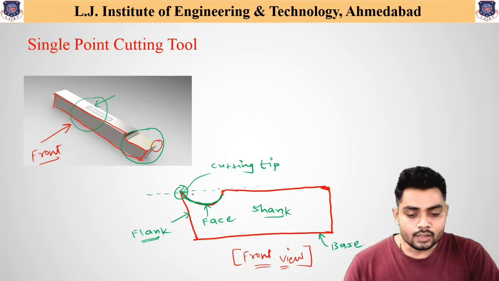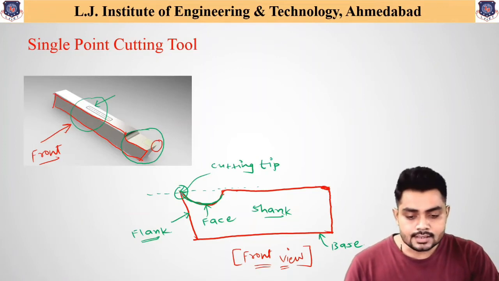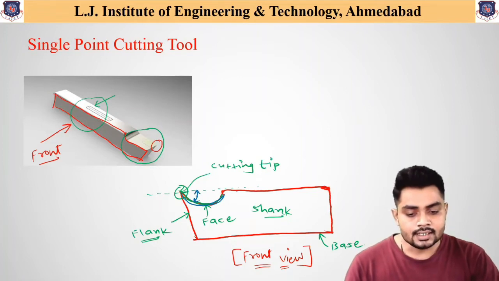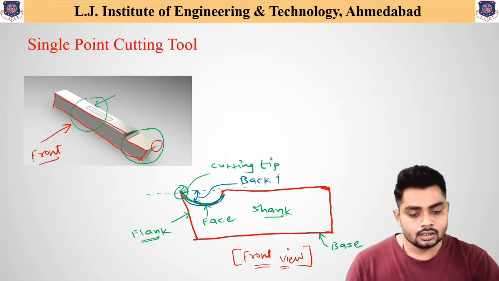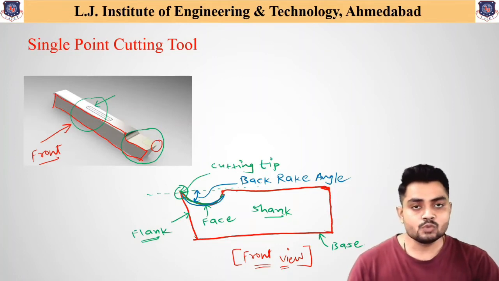Now see over here, this horizontal line makes a certain angle with the curved face, and this angle made by this horizontal line is called as the back rake angle. So the first important angle is called as the back rake angle, and this back rake angle is mostly useful for the cutting purpose.